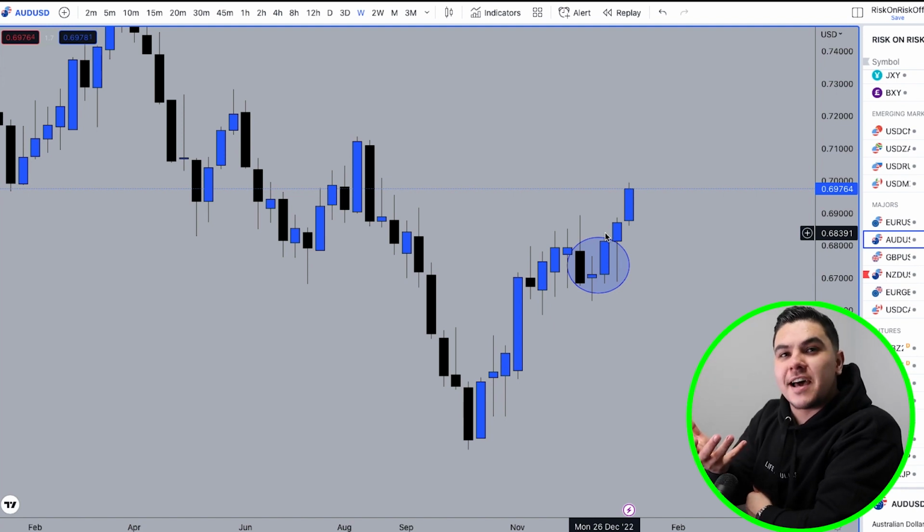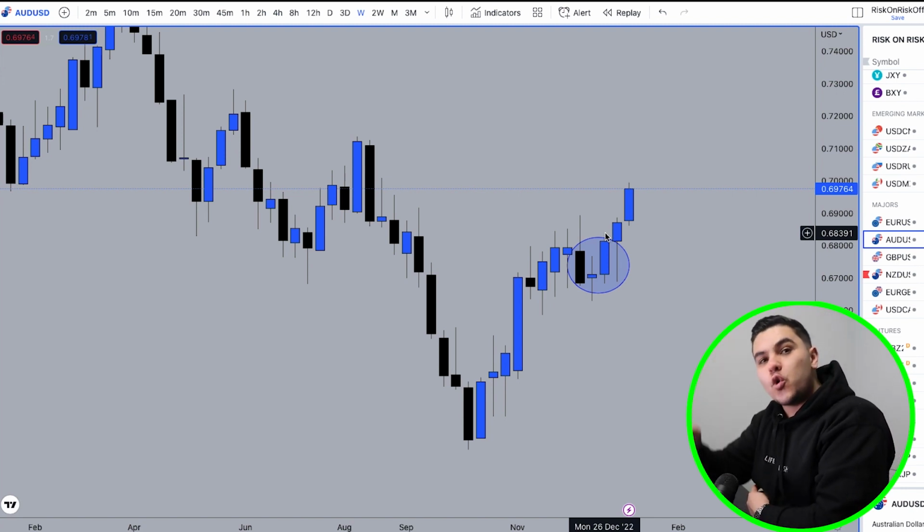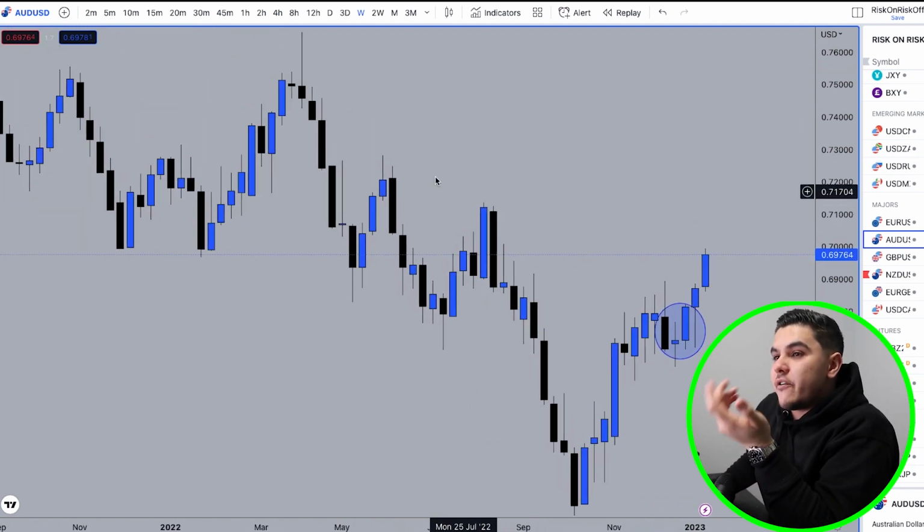A nice way to remember it: morning star, sun rises in the morning, so it's a bullish reversal. Evening star, sun falls at night, and there again, you're looking for that reversal to the downside. And a nice little bearish reversal.